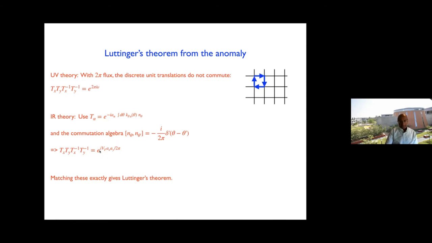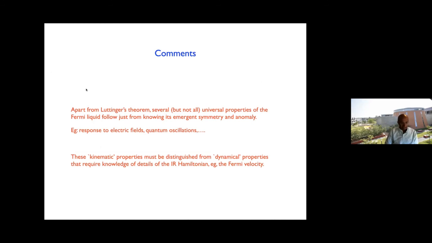And you get, on the right-hand side, something that depends on the volume of the Fermi surface and the lattice constants. So matching these two things, you see that the volume of the Fermi surface gets related to the lattice filling nu modulo some integers. And that matching is in fact precisely Luttinger's theorem. So this gives us a non-perturbative derivation of Luttinger's theorem that relates it to the emergent symmetry and the anomaly of the Fermi liquid.